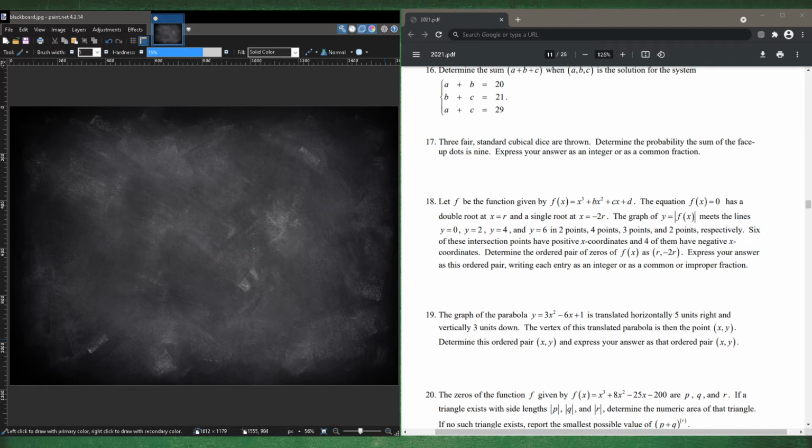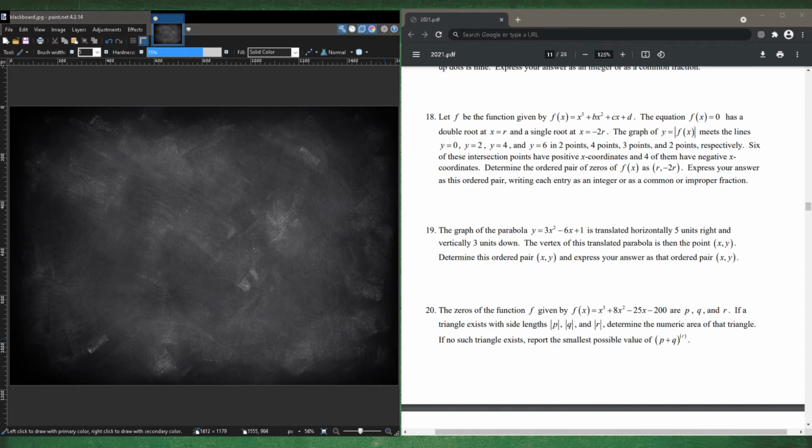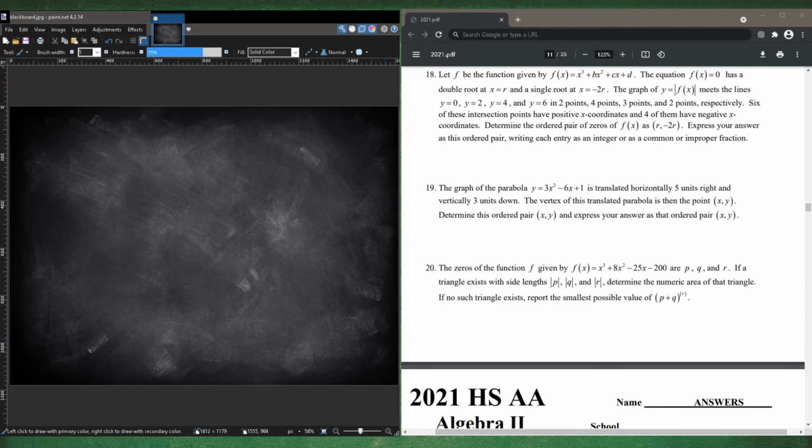Okay, but let's just go to the next question, question 20. The zeros of the function f given by f of x equals x cubed plus 8x squared minus 25x minus 200 are p, q, r. If a triangle exists with side lengths absolute value p, absolute value q, absolute value r, determine the numeric area of the triangle. If the triangle doesn't exist, find the smallest possible value of p plus q to the power of r.